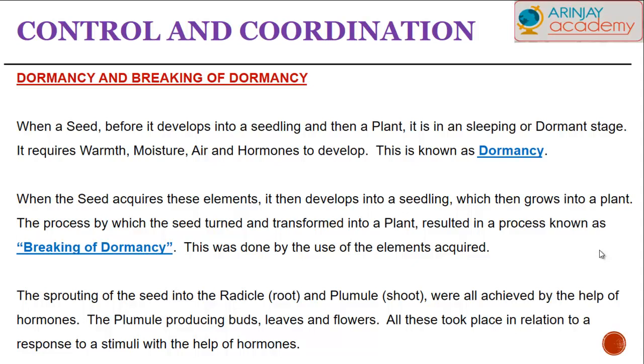As it develops slowly from the seed, it grows into a seedling, which further matures and grows into a plant. This process is referred to as the breaking of dormancy, where the seed turns into a seedling and the seedling into a plant, and the plant as a result more likely would grow into a tree. This was due to the presence of elements that helped it, not to mention the hormones also. So, the sprouting of the seed, which is basically the radicle, the root, and the plumule, which is the shoot, were all brought about by these hormones, which are of different types.